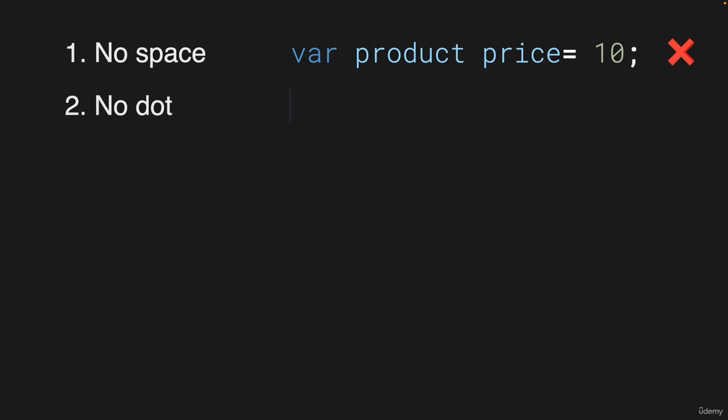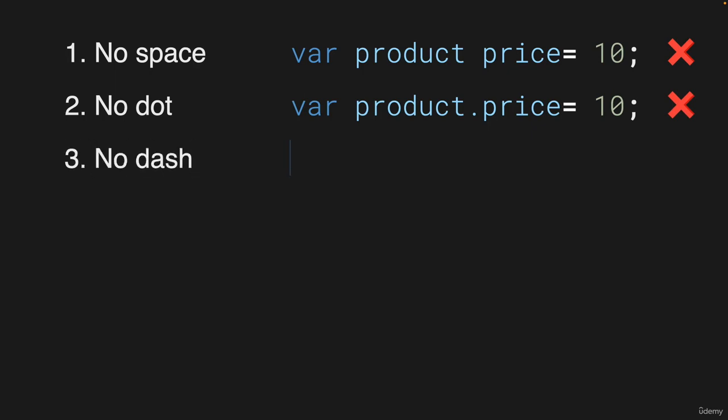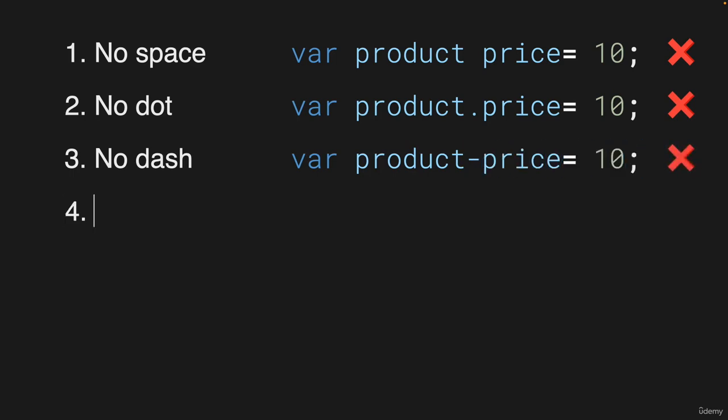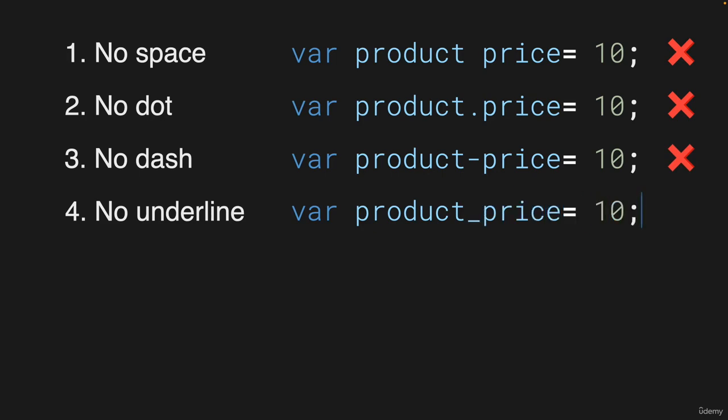The second thing is that we cannot use dots. Product dot price is also not working and you will receive an error. The third thing is that we also cannot use a dash, product dash price. And finally, we cannot use an underline, product underline price. So how can we create a variable which has more than one word?